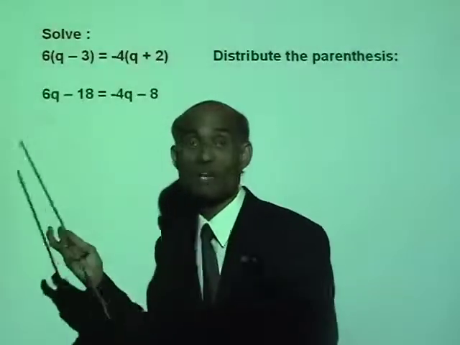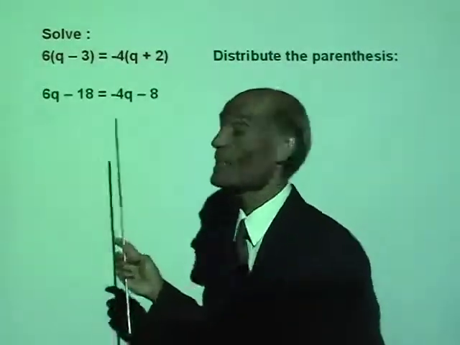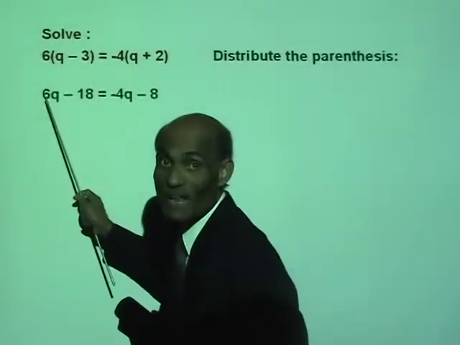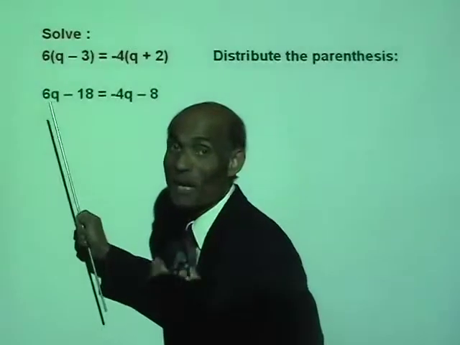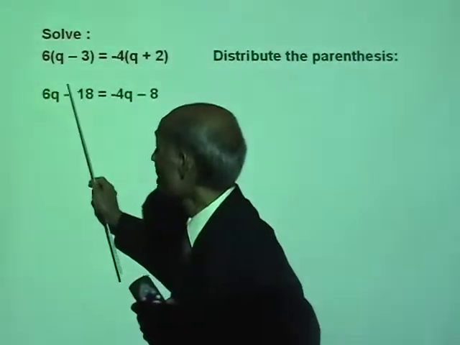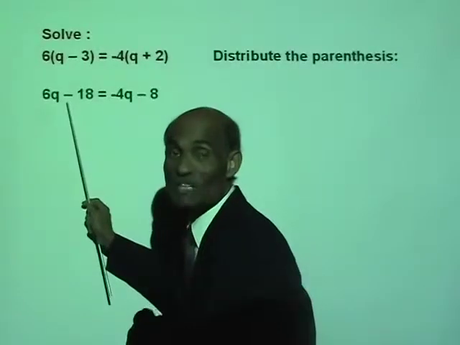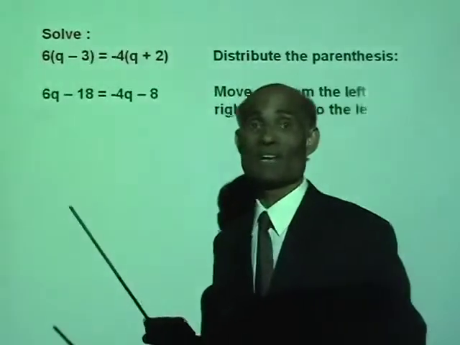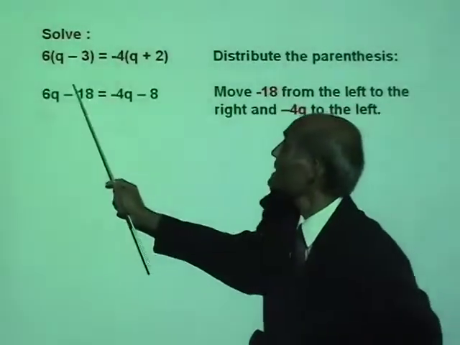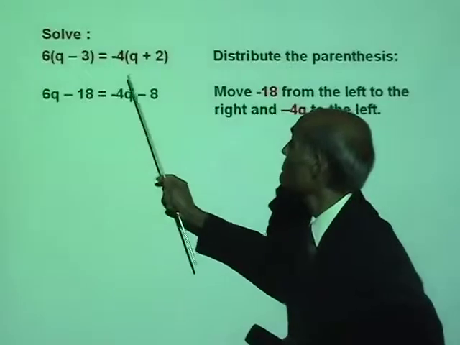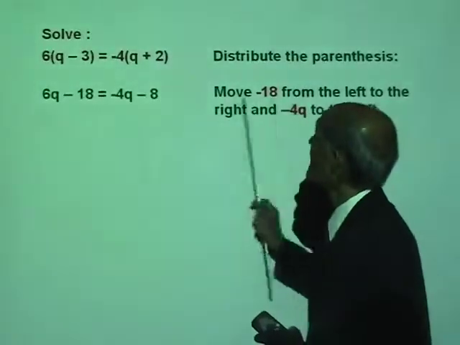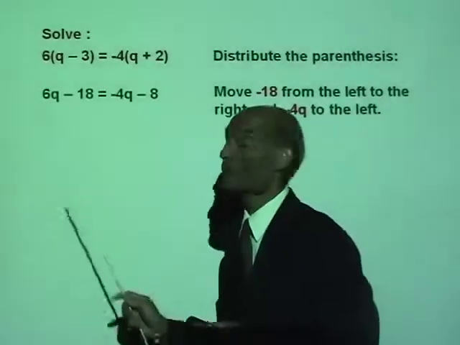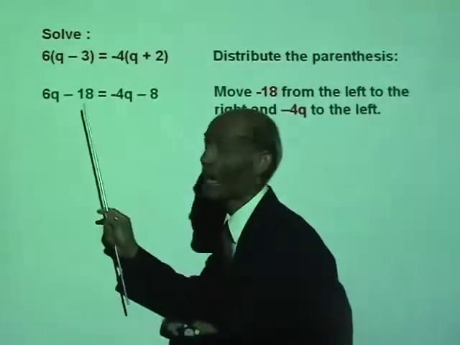There are no terms to combine, so we will now transfer negative q from the right to the left. What will that become? It will become a positive 4q. Then we will transfer negative 18 from the left to the right. It will become a positive 18. So move negative 18 from the left to the right, and negative 4q from the right to the left. That will become, alright, help me do that.